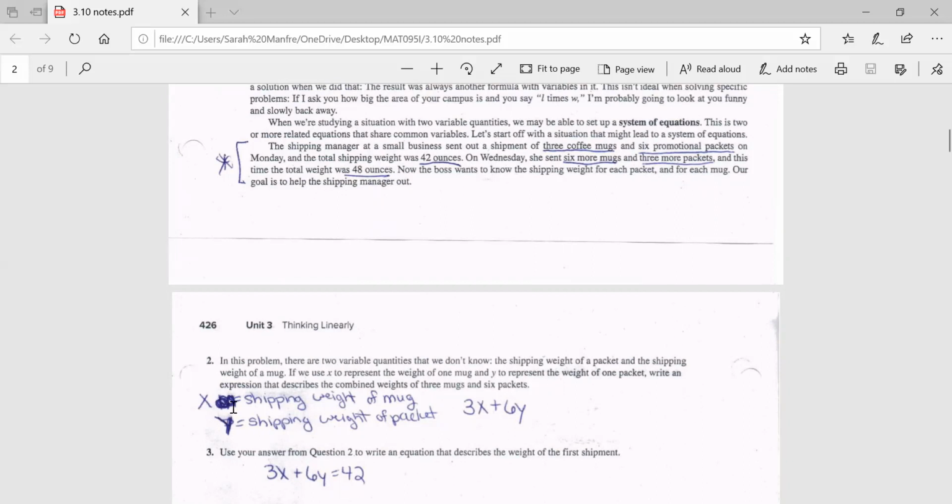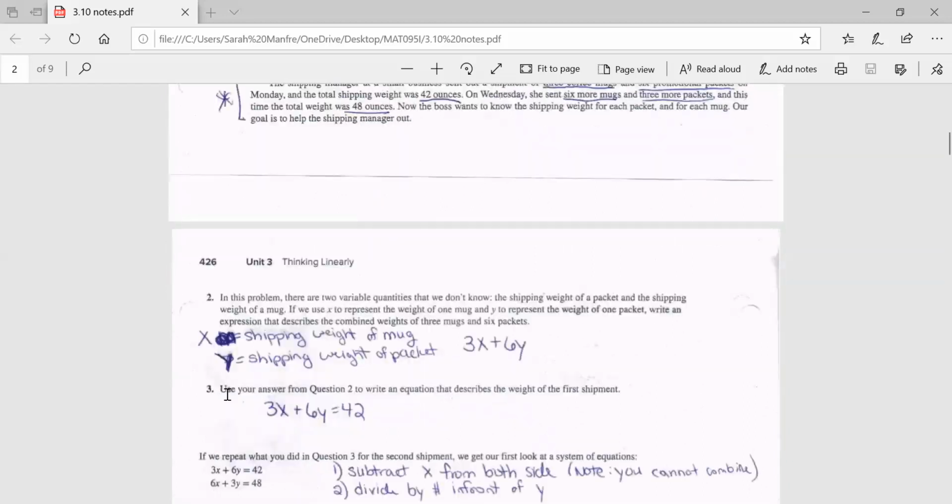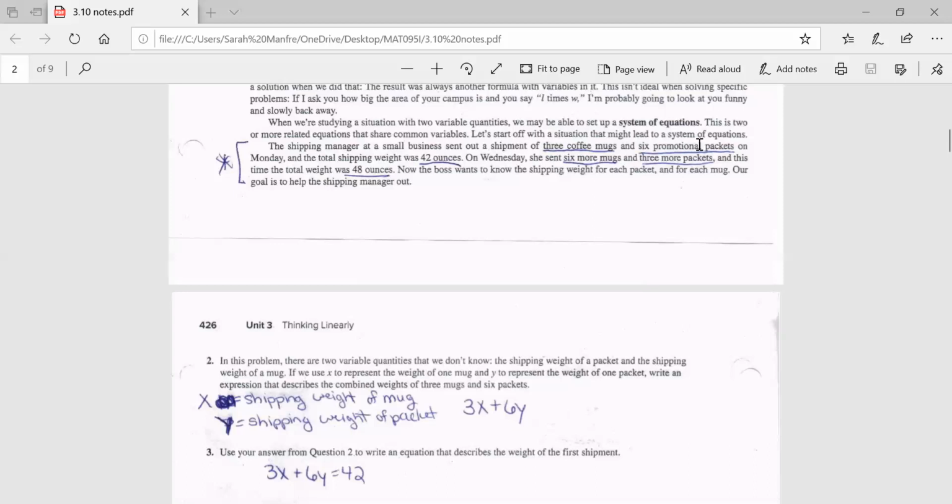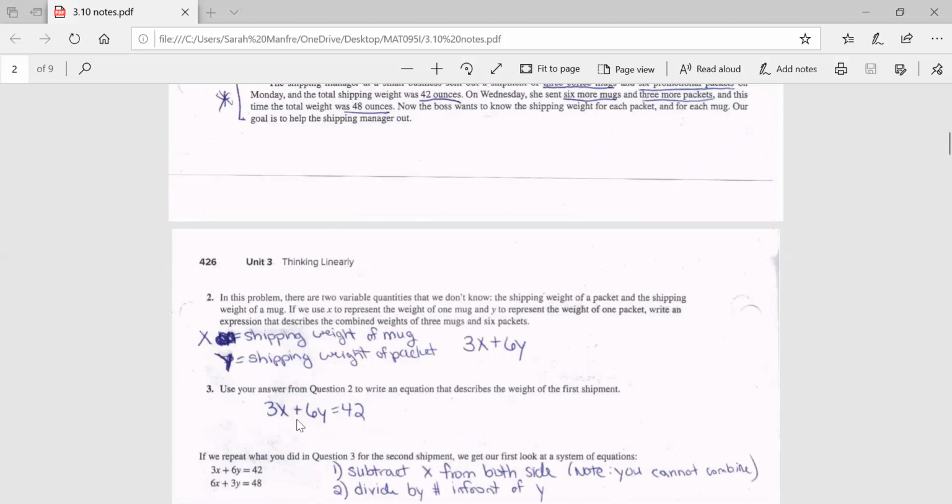So if you see here, it says X is equal to the shipping weight of a mug, Y is equal to the shipping weight of a packet. Specifically, they want to know an expression for the weight of 3 mugs and 6 packets. So 3 times X plus 6 times Y. And now question 3 says use our answer from question 2, so 3X plus 6Y, and write an equation that describes the weight of the first shipment. Well, if we go back up to the initial question, it says that it has a weight of 42 ounces, right? So if you look here, it says 3 mugs, 6 promotional packets have a weight of 42 ounces. So there is my expression for 3 mugs plus 6 packets is equal to 42.